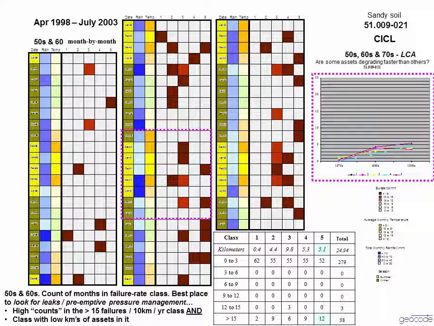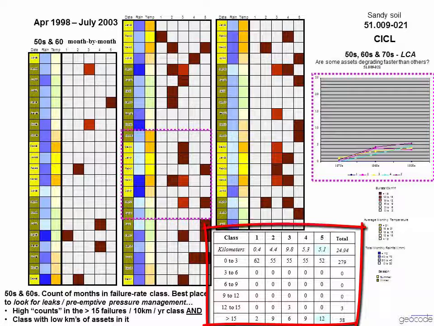When we move back and forth within this slide series a couple of times, it is obvious that cast iron assets respond differently to different soil environments at different times. This has implications for leak detection resource allocation.